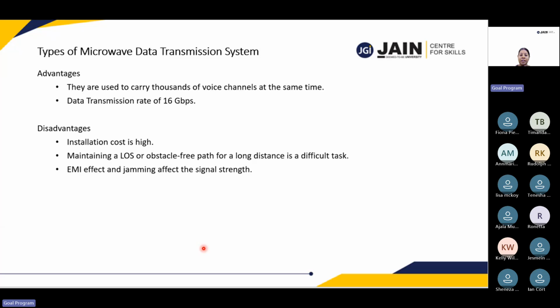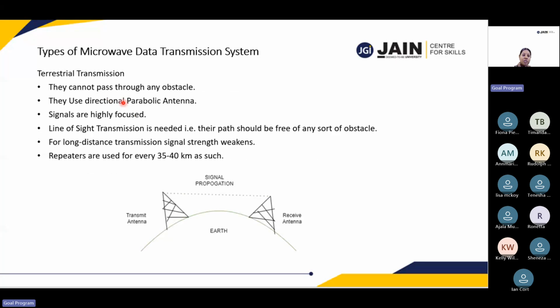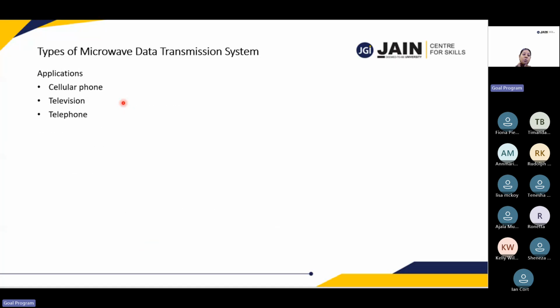EMI effect and jamming affect the signal strength. Okay, the jamming effect, the EMI effect, and the environment are going to affect it. Application: cellular phones, television, telephone. These terrestrial transmissions are used in these applications.